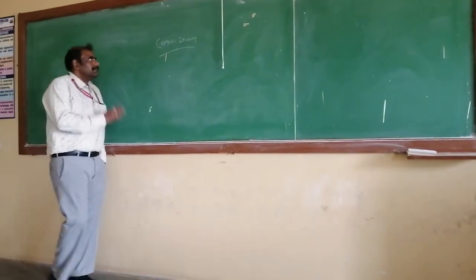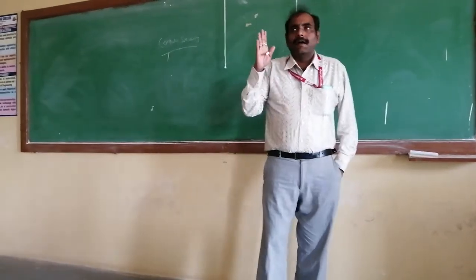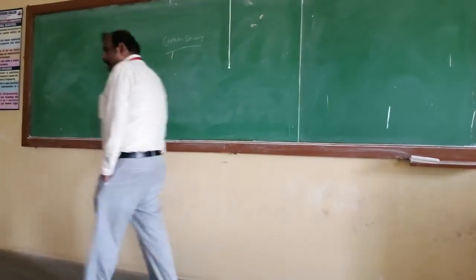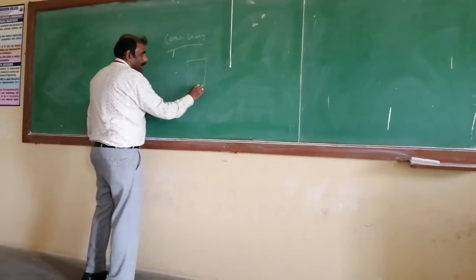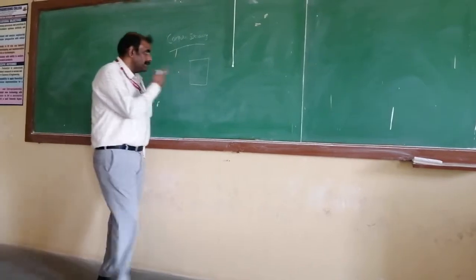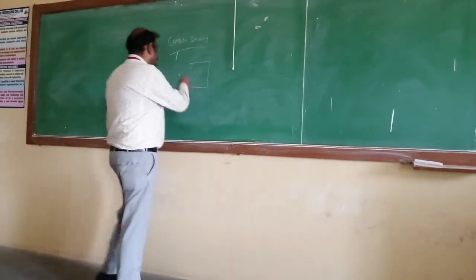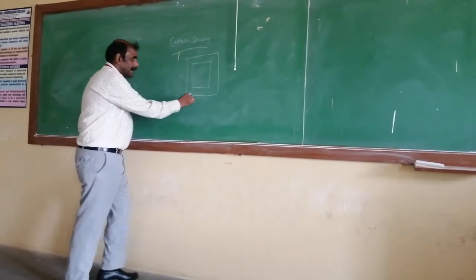First of all, for the best example, if you are constructing a house, what do you do? First, you construct a house. Then, what security measures will you provide? A compound and a gate.